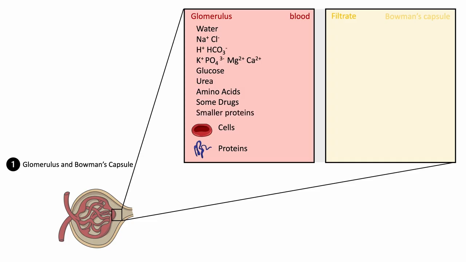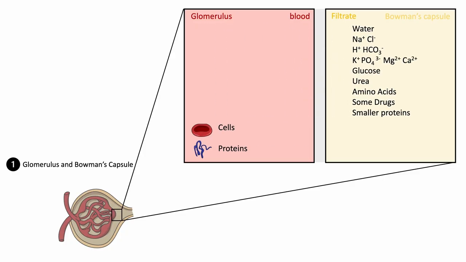However, small negatively charged molecules such as bicarbonate, chloride, and phosphate are allowed to pass from the blood into the filtrate. Other substances that enter the lumen of Bowman's capsule include water, ions, glucose, urea, amino acids, and some drugs. The substances filtered by the glomerulus make up the filtrate.